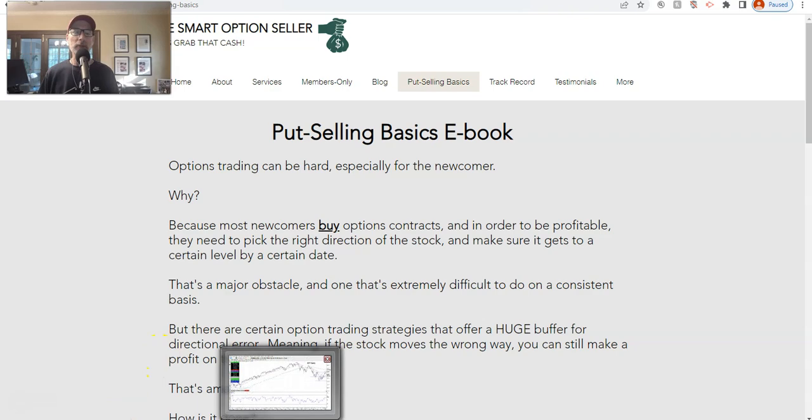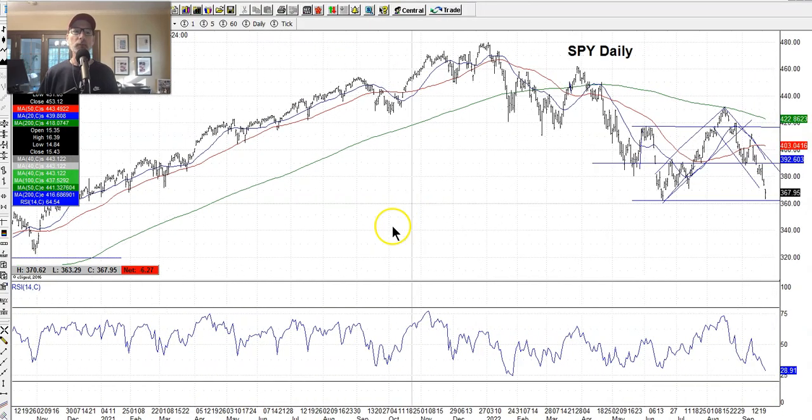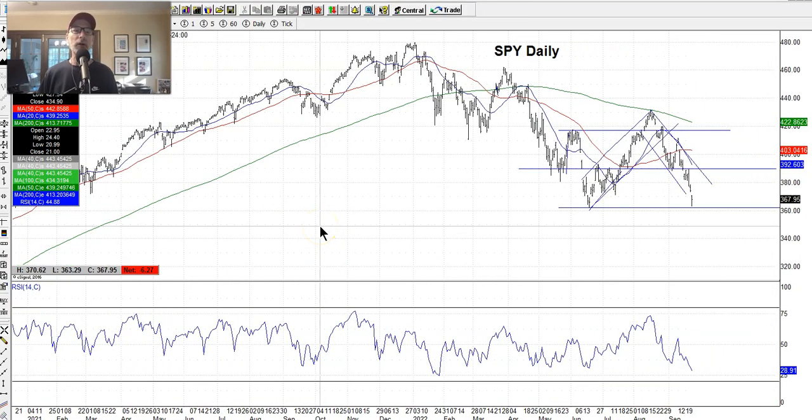Okay, so let's go back to the charts here. So what we really do is we figure out which way a stock or index is moving, and then we try to guess which way it may be moving in the future. We don't really want to predict. We want to sort of let the market tell us where it's going. And how do we do that? Because we look at the price action.